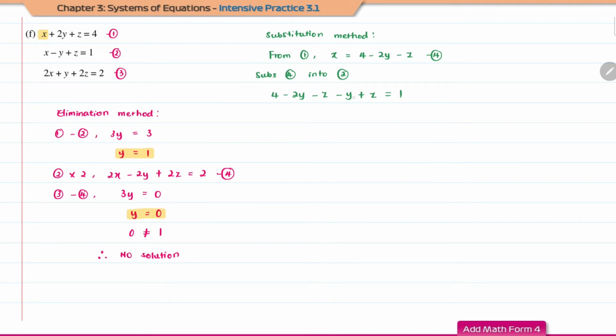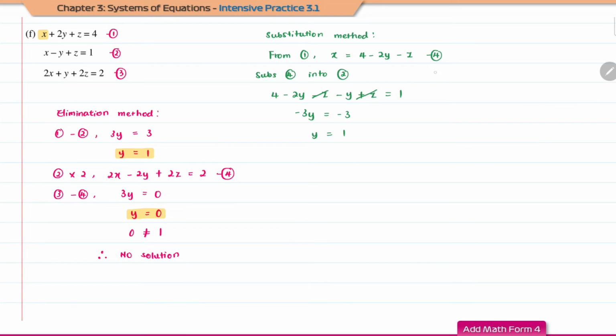So solve for the like terms. Here we have negative 2y minus y, which is negative 3y. Negative z plus z will cancel. And I'm going to move this 4 to the other side. 1 minus 4 is negative 3. So y is equal to negative 3 divided by negative 3, which is positive 1.